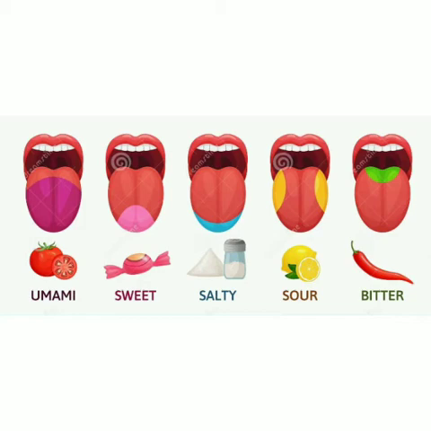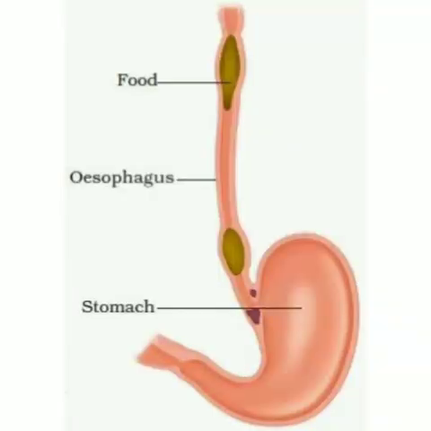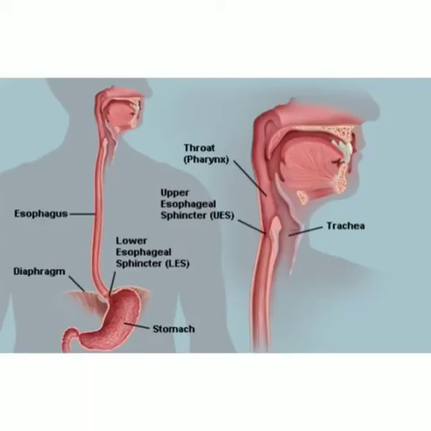Then the next organ involved in our digestion is the food pipe. Biologically, the food pipe is also called the esophagus. The food which is swallowed from the buccal cavity is passed down to a tube-like structure called the food pipe or the esophagus. It runs along the neck and ends in the stomach. From the throat region, it ends in the stomach.